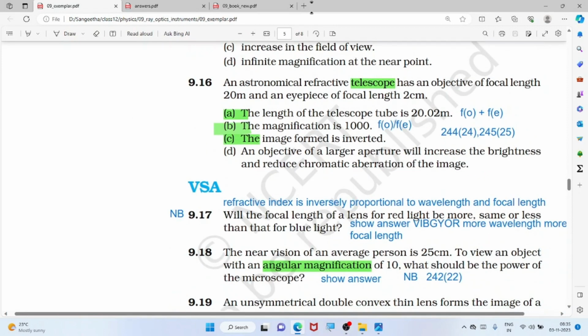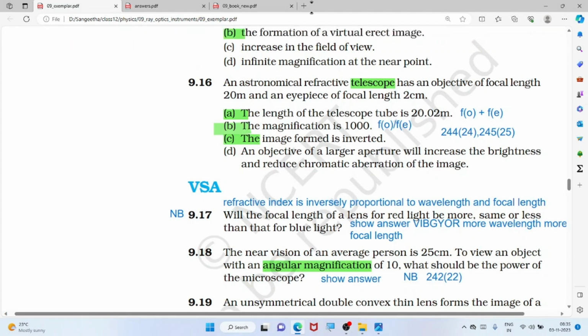The astronomical refracting telescope has an objective and eyepiece with focal lengths. The objective has focal length fo of 20 meters and the eyepiece has focal length of 2 centimeters. Okay, fo and fe are given. The length of the telescope tube is the sum of these two, and the magnification is the ratio of the objective focal length to the eyepiece focal length. The image formed is inverted. Questions 24 and 25 are for the telescope.